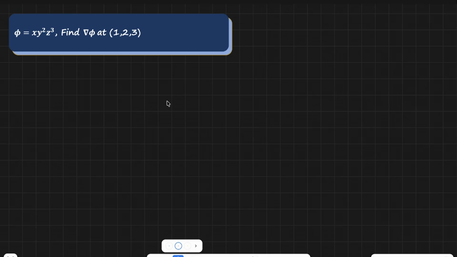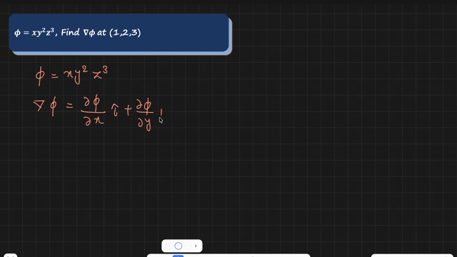Let's say phi is equal to x y square z cube. In this case, again you have to apply this delta operator. So del phi is equal to nothing but i cap, you can write i cap before or after, no problem. Del phi is dou phi by dou x i cap plus dou phi by dou y j cap plus dou phi by dou z k cap.